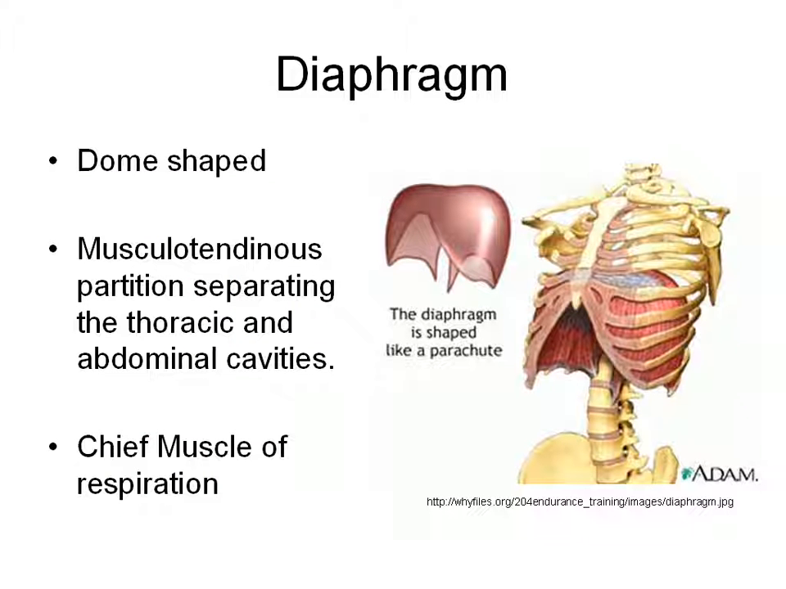While we're talking about respiration and muscles, it's of note to talk about the diaphragm. The diaphragm is the chief muscle of respiration. If your diaphragm went down, we'd be in trouble with breathing. It's dome-shaped. It's called musculotendinous because it is both muscle and tendons, and it is the official partition that separates the thoracic and abdominal cavities. So if I were to ask you what structure separates the thorax from the abdomen, the answer would be the diaphragm. Everything above the diaphragm is in the thorax. Everything below the diaphragm is in the abdomen.